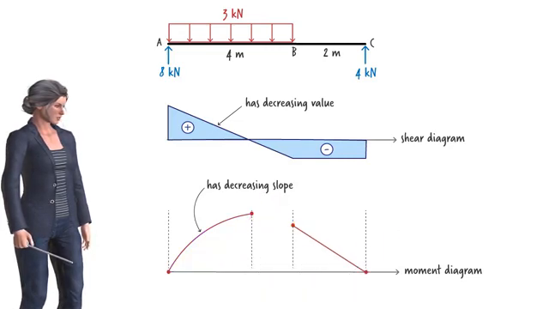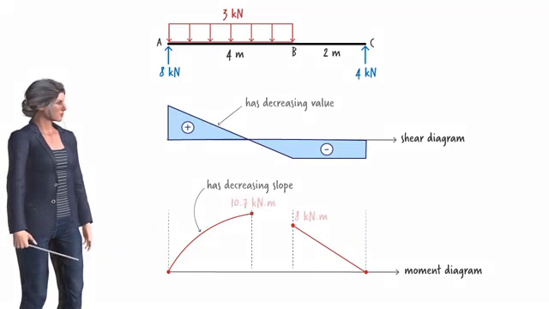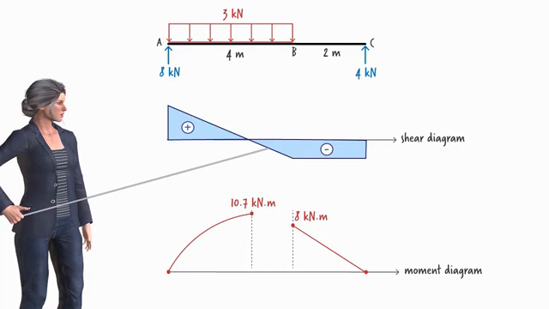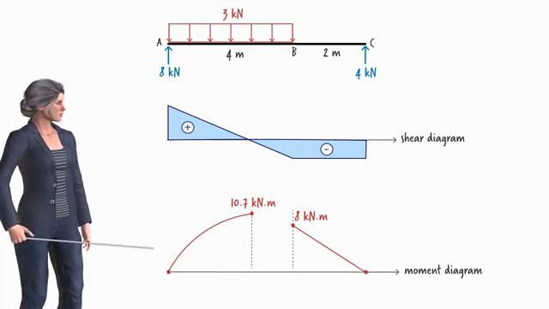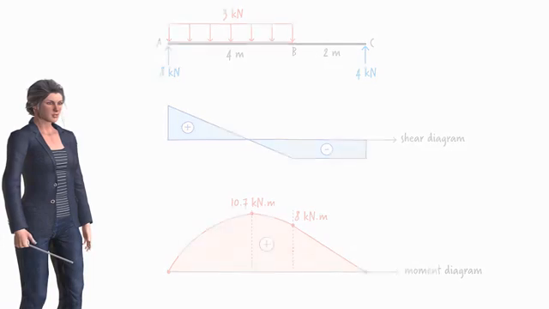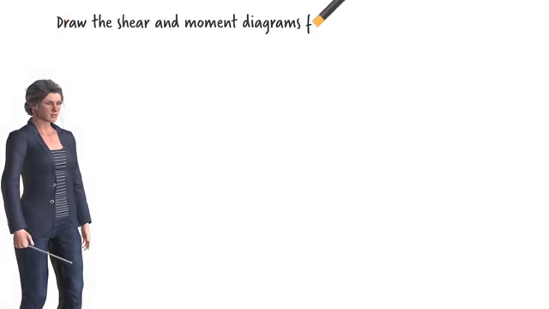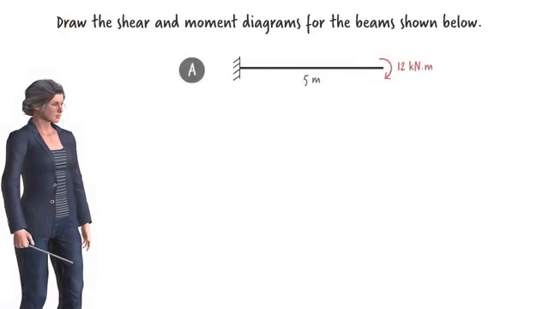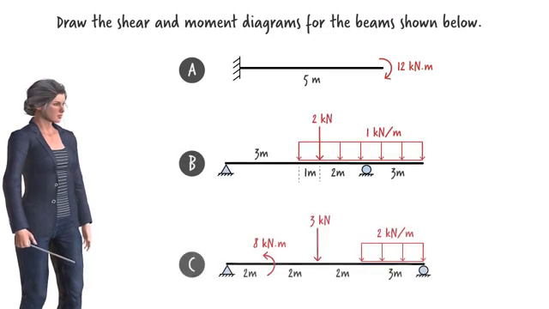Hence, this is the correct curve. And given that shear is decreasing here, it is going from 0 to a large negative value. Then the moment diagram must have a decreasing slope, like this. Here is the complete moment diagram for the beam. Now it's your turn. See if you can construct the shear and moment diagrams for the following beams without writing the underlying shear and moment equations.